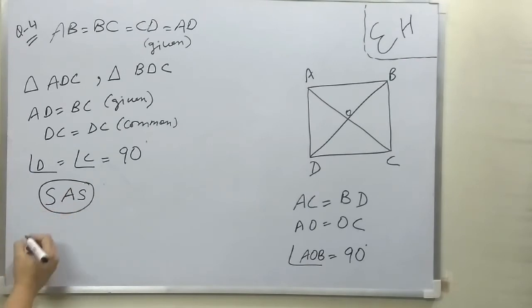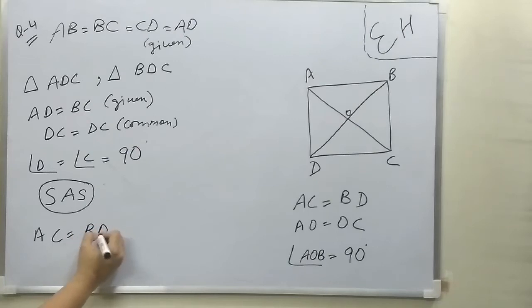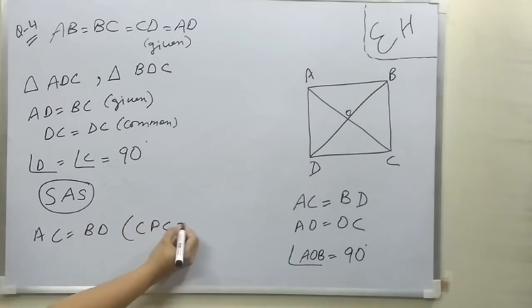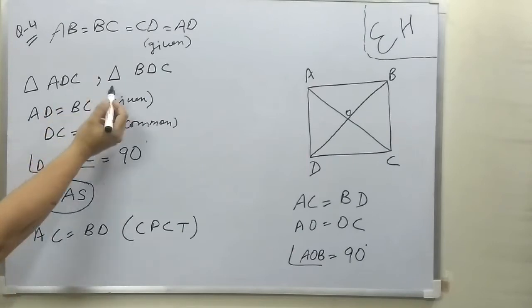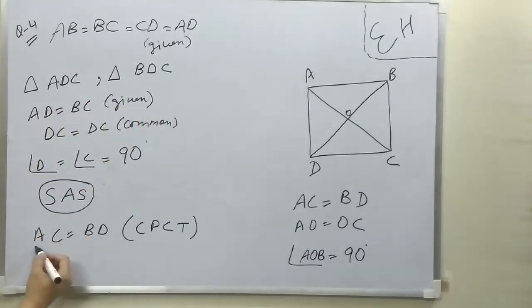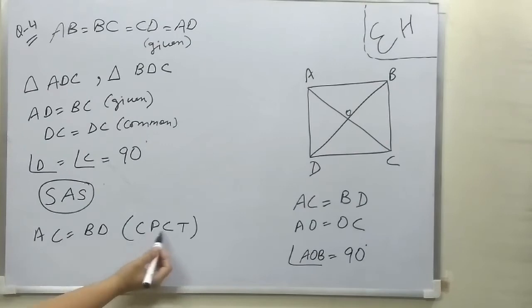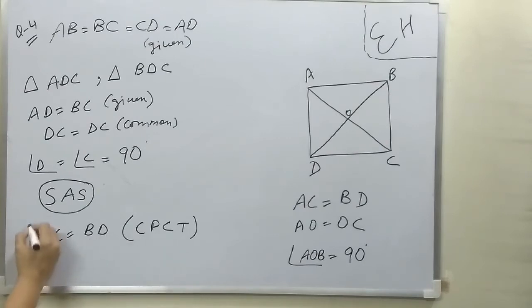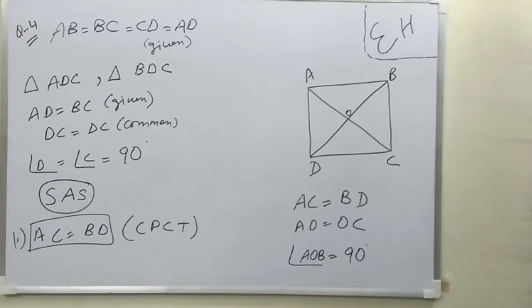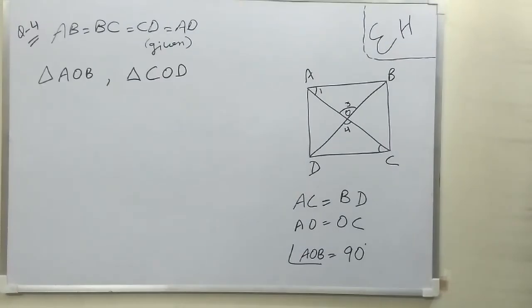If triangles are congruent, AC is equal to BD by CPCT rule, corresponding parts of congruent triangles. Triangle ADC is congruent to triangle BDC, then AC is equal to BD by CPCT rule. First part is proved. Now first part is proved that AC is equal to BD.